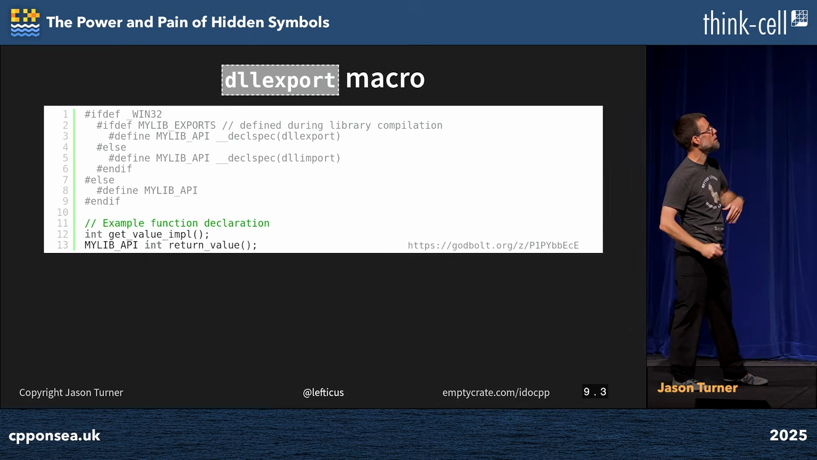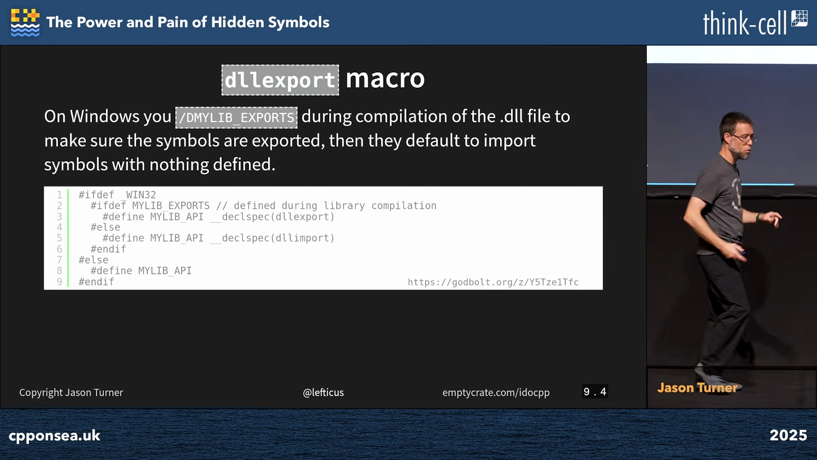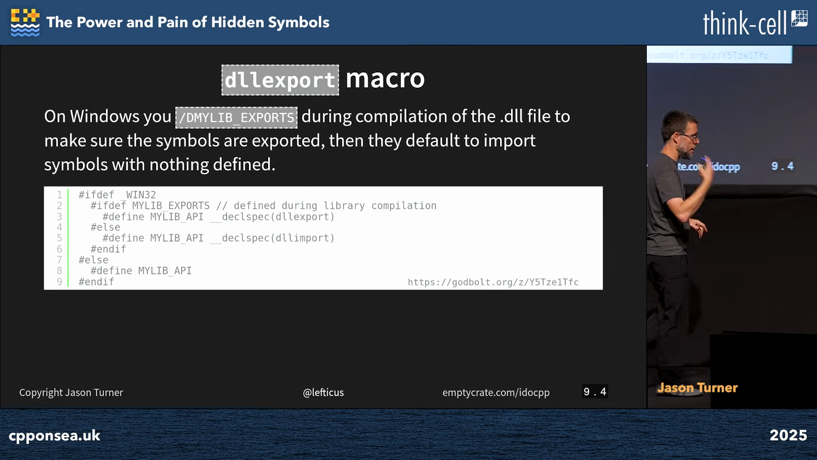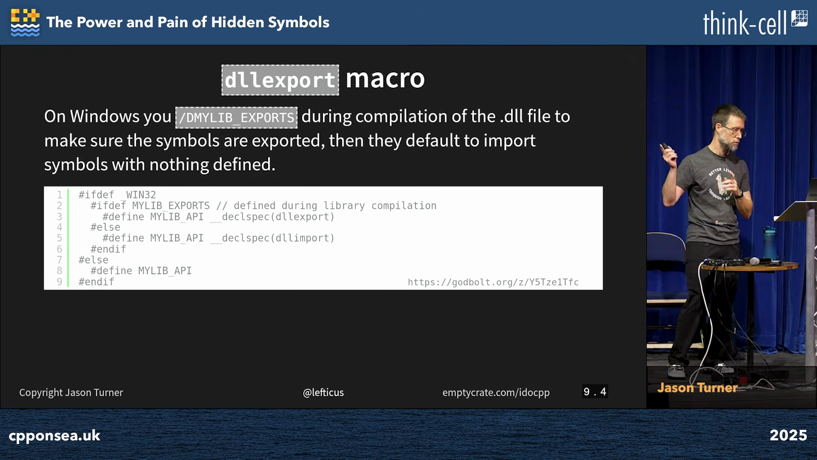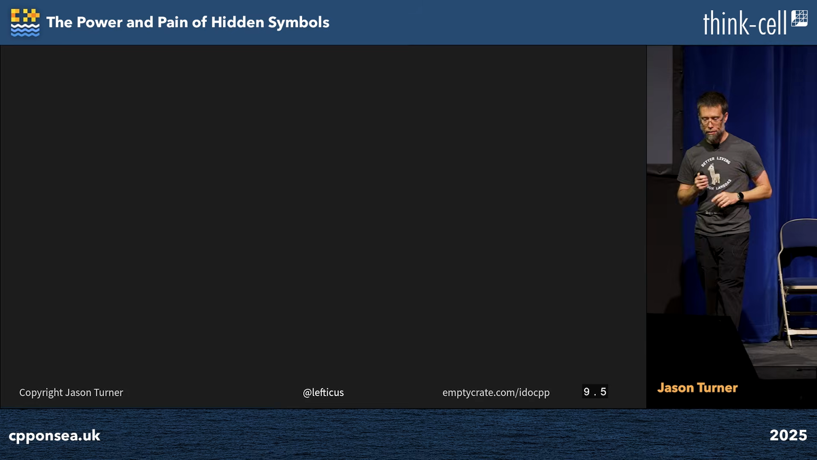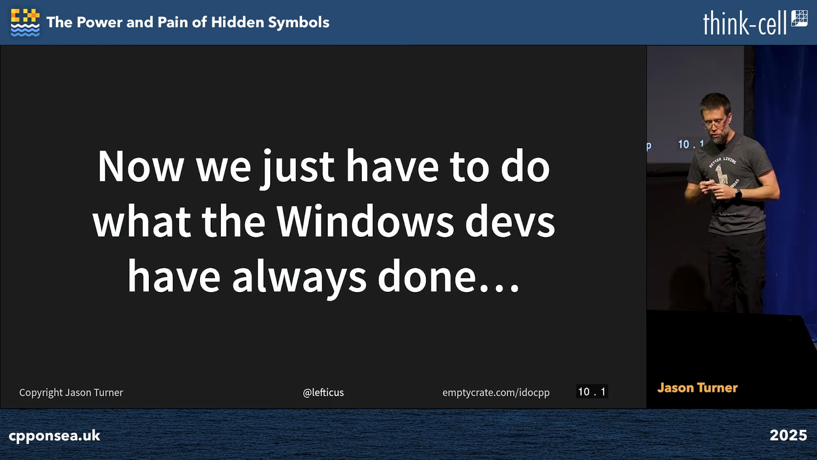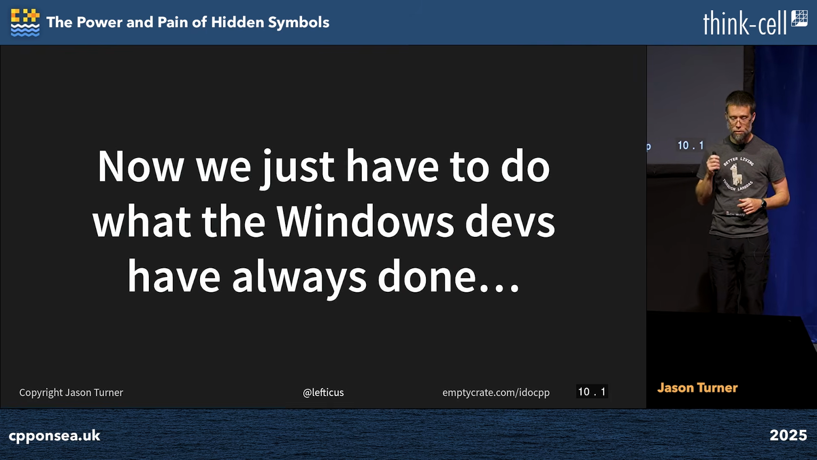And you can do this on your types as well. We use that compiler macro when we compile, and we use the other one when we link. So we just have to do what the Windows developers have always done, and we can get the best of these worlds.